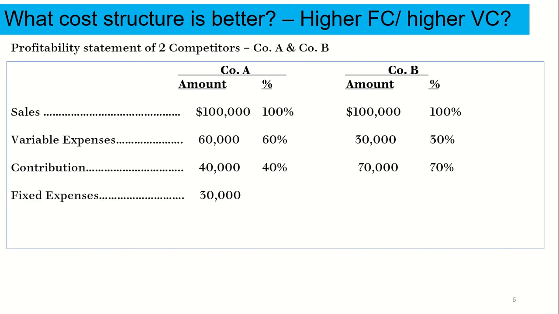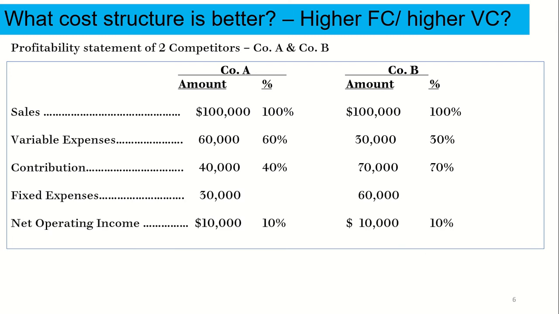Fixed costs are different, 30,000. Company A has lesser fixed cost compared to company B, and company B is, as you see, double of that of company A. So net operating income of company A is 10,000, 10%, and company B is also at 10%. How is that possible? Because sales and the total cost of both the companies are not different. They are the same here in this case.